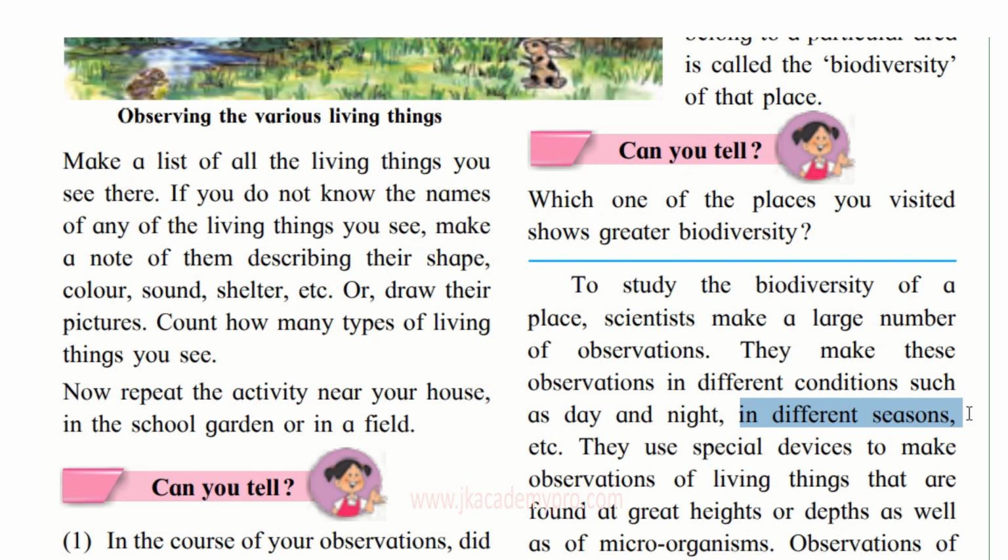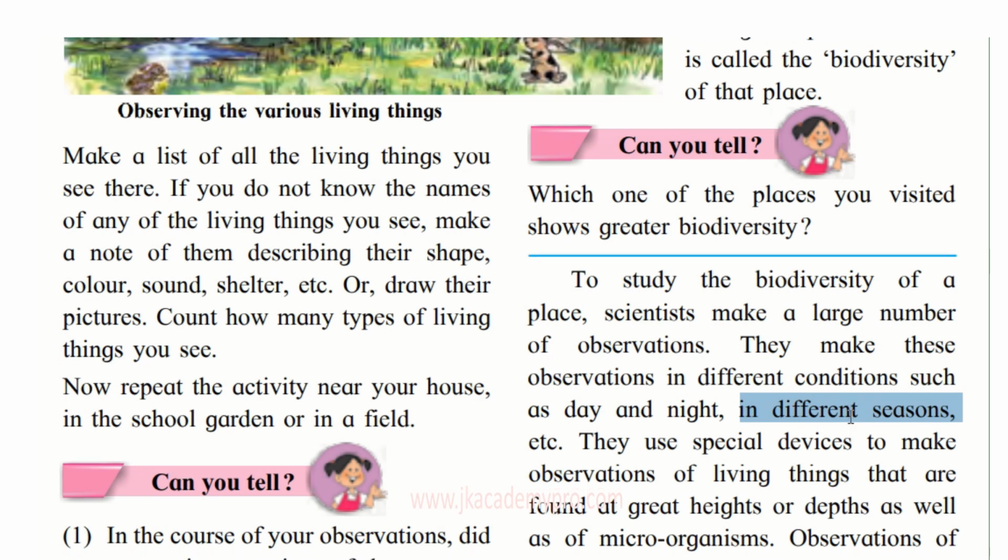So we'll find the koel only just before the rainy season, isn't it? It comes, it sings, and it flies away. Okay, and then there are some animals we see only in the rainy season. That is the frogs. The frogs come out only in the rainy season. We don't see them throughout the year. So the scientists will try to study the living things in different seasons.